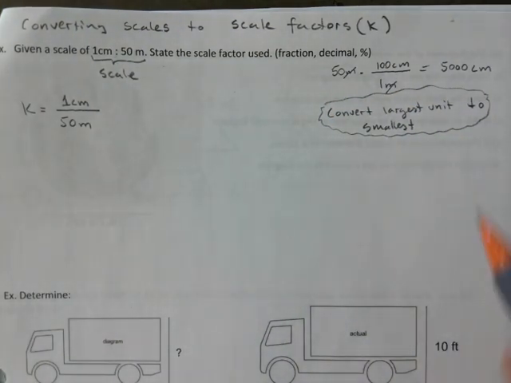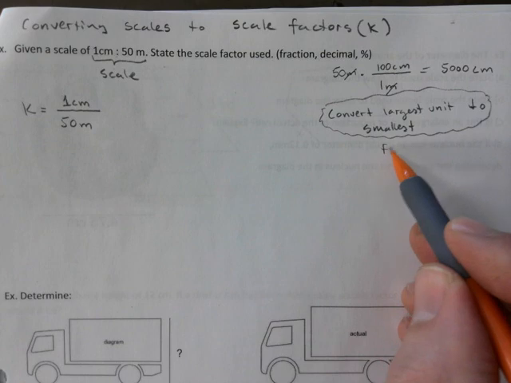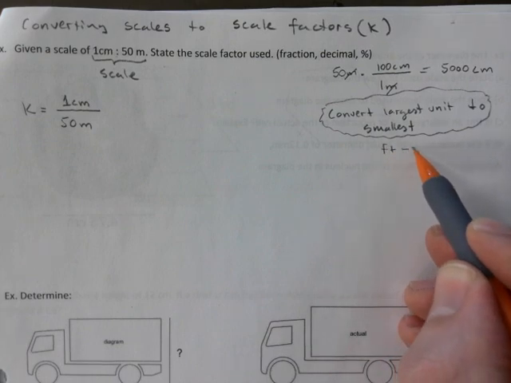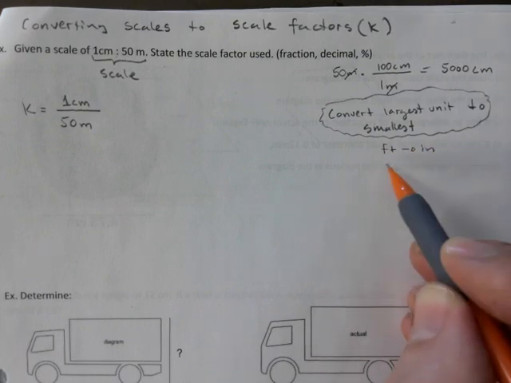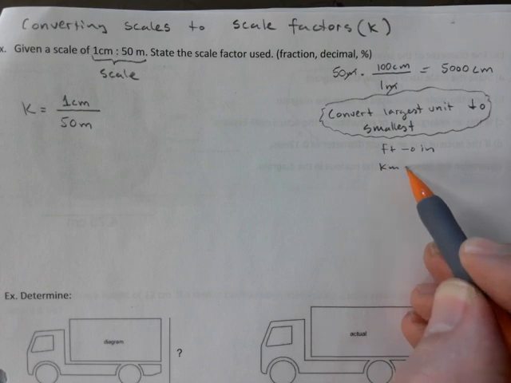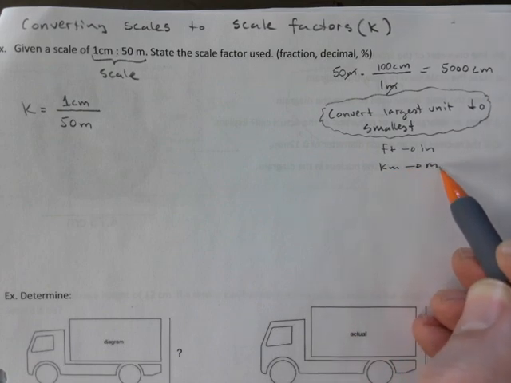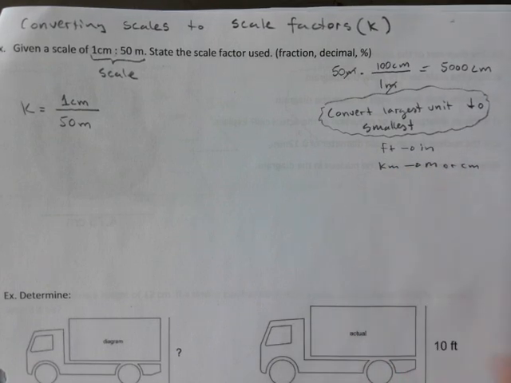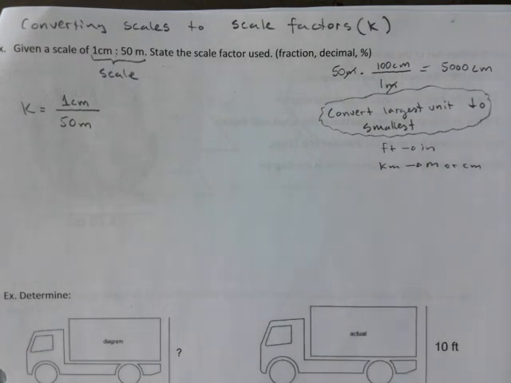So basically, if you're given feet and you have inches as well, convert that to inches. If you're given kilometers, turn that to meters or centimeters, and so forth. You always convert the largest unit to the smallest. I would advise you to do that.